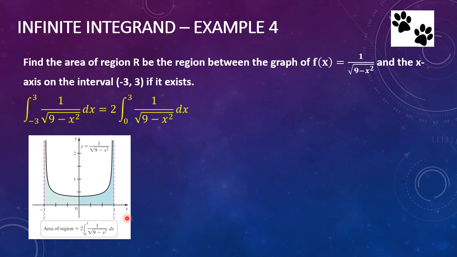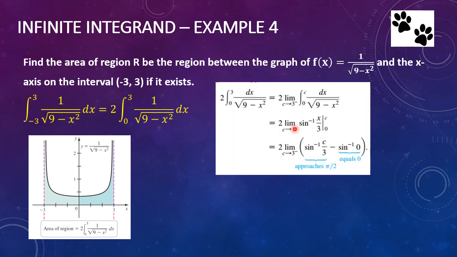But here we know that at the value of 3, we have an asymptote. So this is where we're going to assign a variable to replace the upper limit and then apply a limit against that. So here we're going to replace 3 with a variable c and then use the limit, since we're going from 0 to 3, as c approaches 3 from the negative direction. Here we have a simple integral, which is the inverse sine of x over 3. And so we're going to evaluate that from 0 to c.